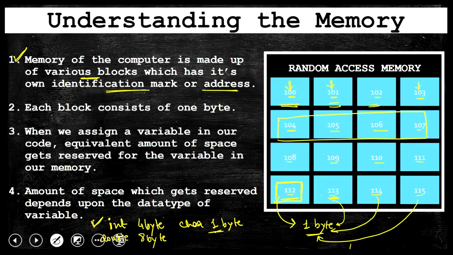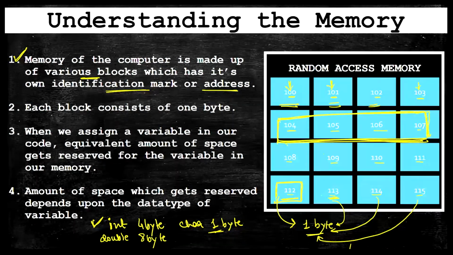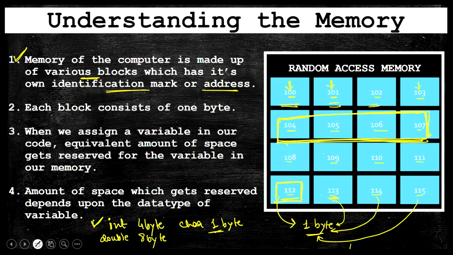It will take the 4 blocks in a continuous fashion, that is after 104 comes 105, 106, 107. After 104, 108 will not come, or 112 will not come. It will be in a continuous manner. So if this is an int, it will take this one. If we write over here with another ink, this is the memory declaration for int. This is for a char, that is 1 block. And for double, you can take both the sets over here for 8 bytes. Right, so this was about the understanding of memory.